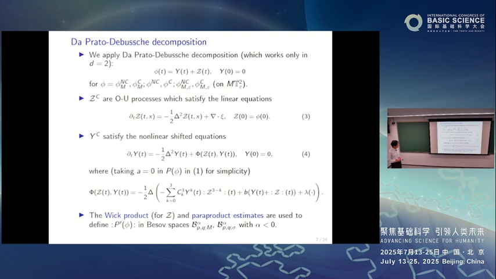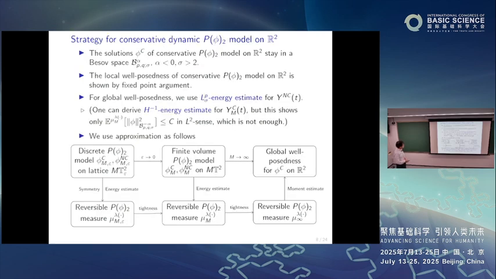Therefore, we introduce the Wick product, or the renormalization, to this term. Then we can define this one. Then actually we can solve this equation in a proper setting. Okay, so this is the Da Prato-Debussche idea, and this essentially works in our situation. And this is the whole program which we want to develop.